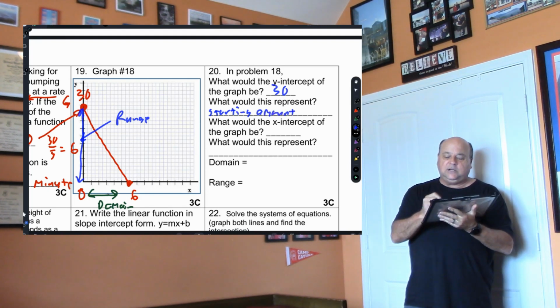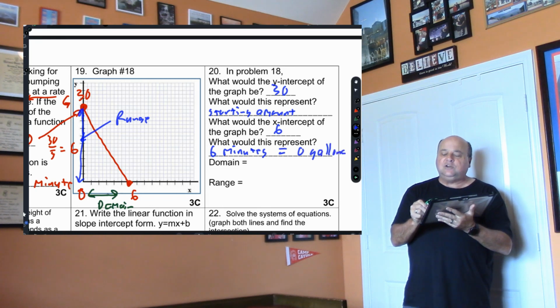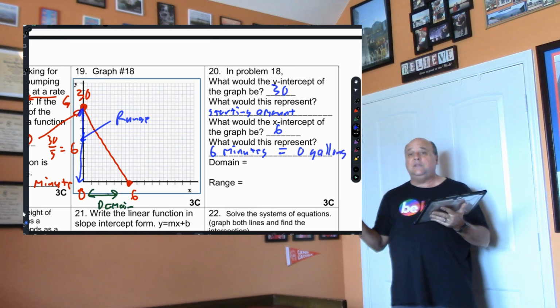What would the x-intercept be? It's 6. And in 6 minutes, you're going to drain the tank, aren't you? 6 minutes equals 0 gallons. After 6 minutes, there's not going to be anything left in the tank.